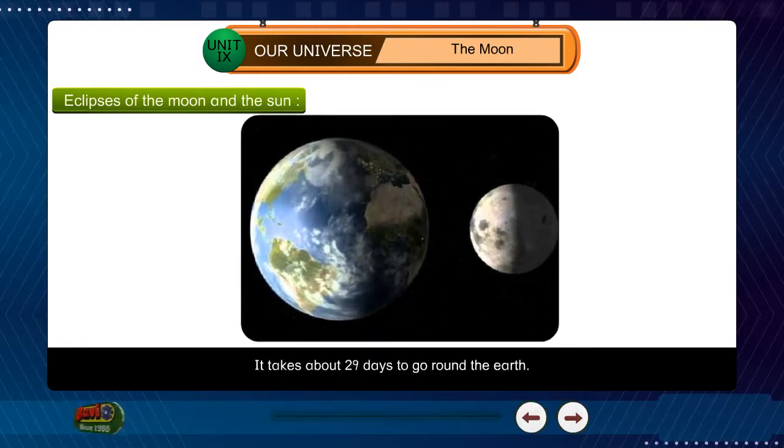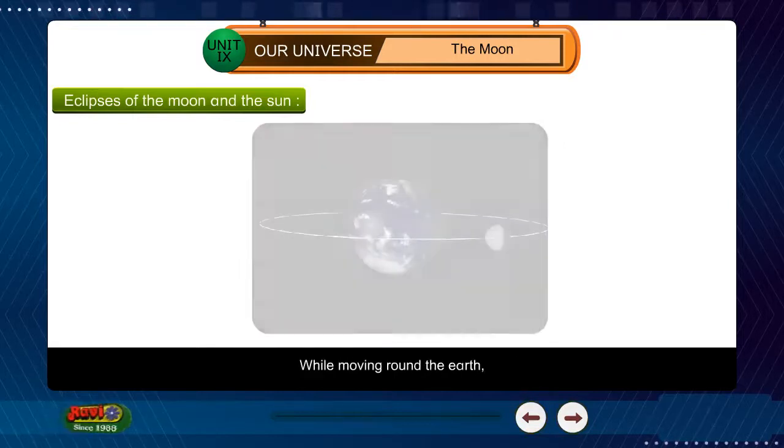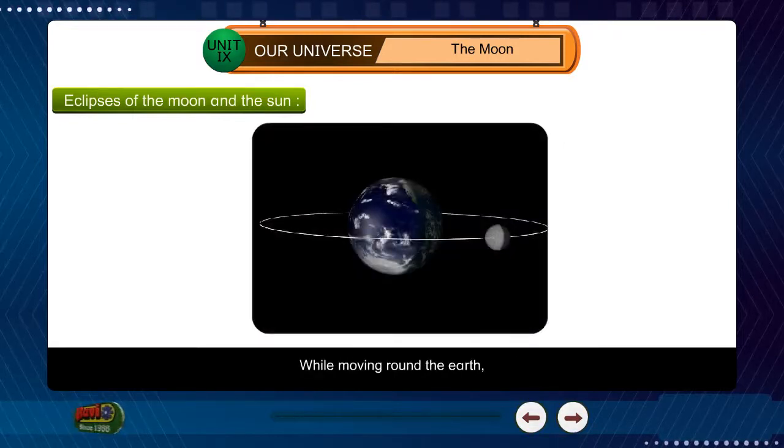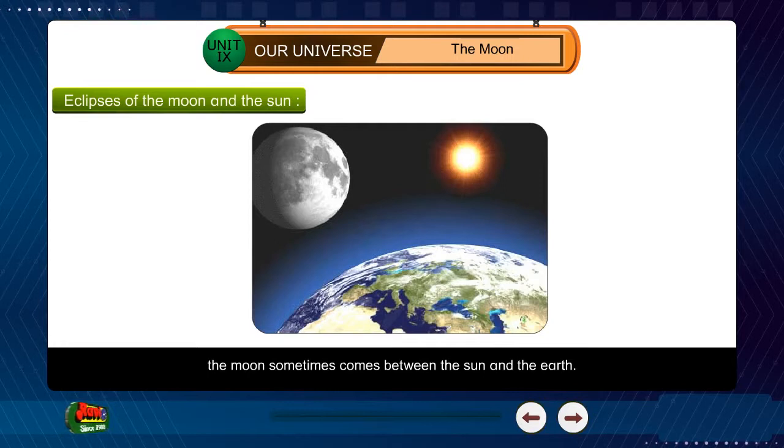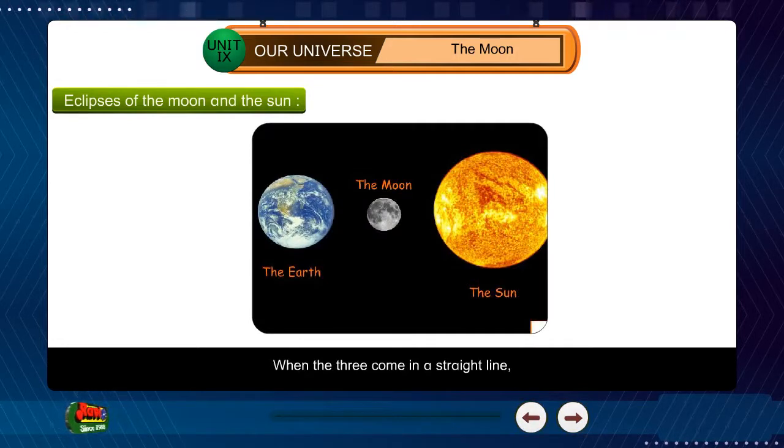It takes about 29 days to go round the earth. While moving round the earth, the moon sometimes comes between the sun and the earth. When the three come in a straight line, the moon casts its shadow on the earth. It is explained with an activity.